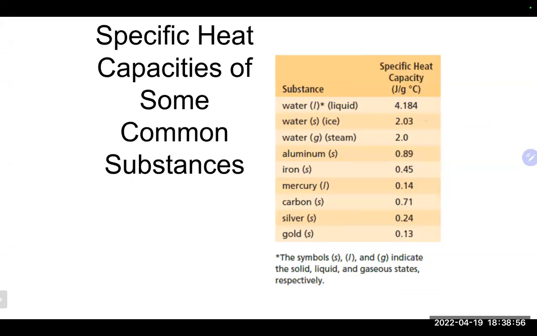As you can see here, as I just mentioned, if we're talking about ice, we're at 2.03, and if we're talking about steam, it's 2. Here's some metals. Same idea: if you're heating iron versus maybe copper or silver or something like that, it'd take a different amount of heat just to get that temperature up by 1.